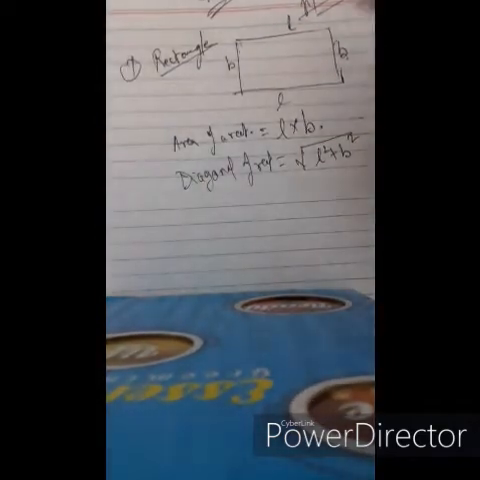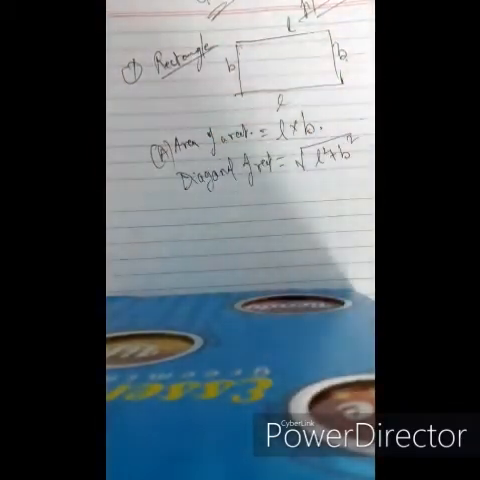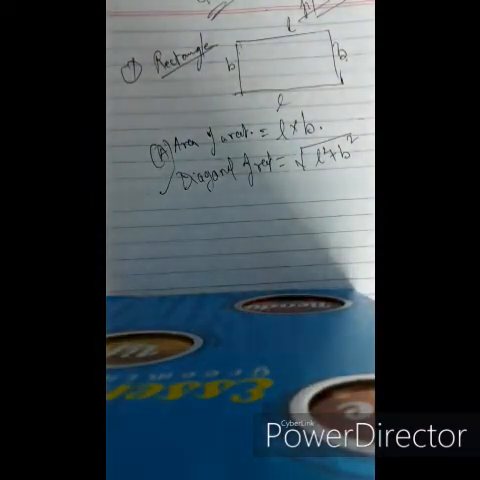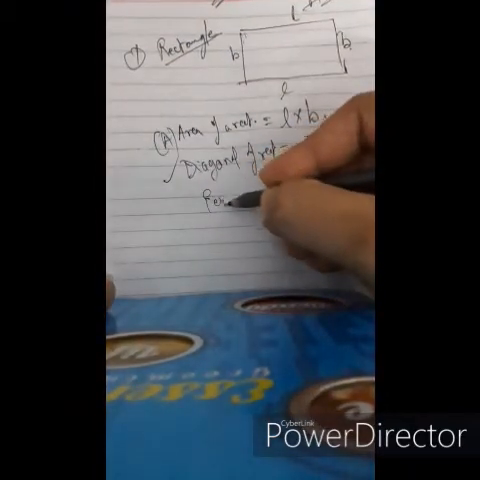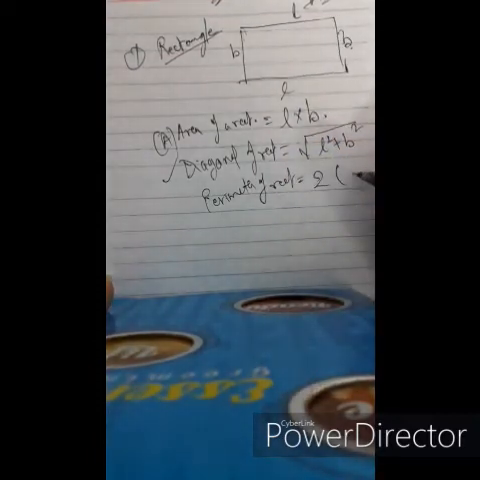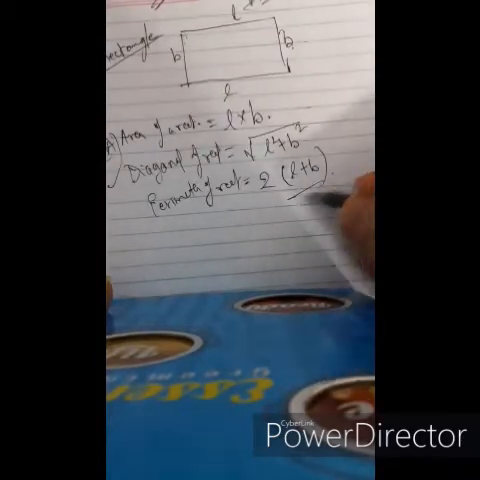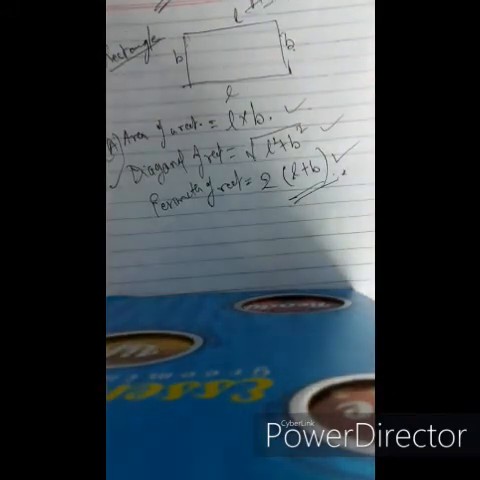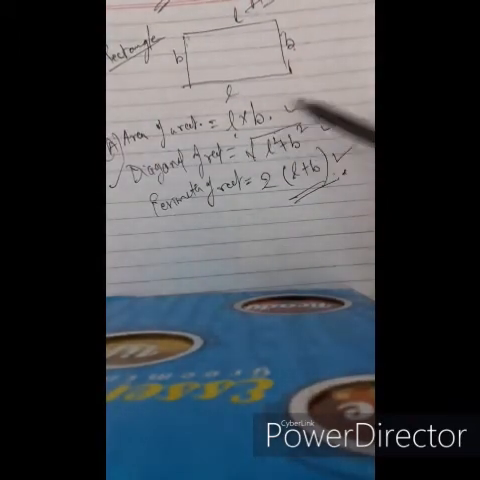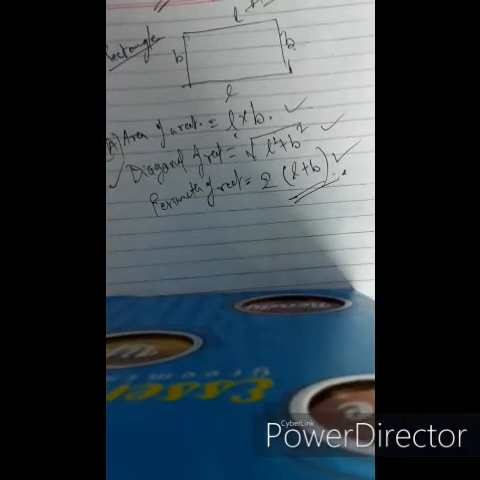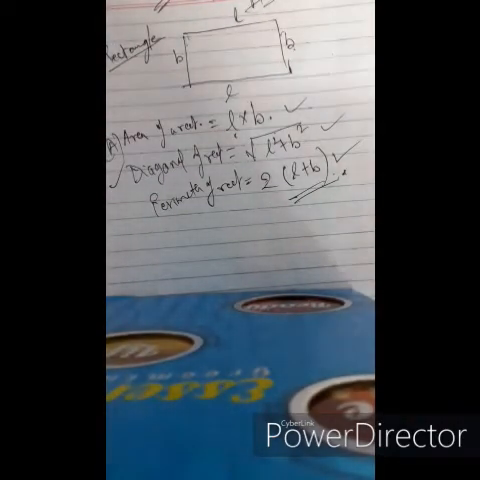So area of a rectangle is denoted by length into breadth. Diagonal of a rectangle is root under L square plus B square. And the perimeter of a rectangle is 2 into length plus breadth. So these three important formulas you have to remember for a rectangle. The area of rectangle is product of length into breadth. Diagonal root under L square plus B square. Perimeter twice length plus breadth.